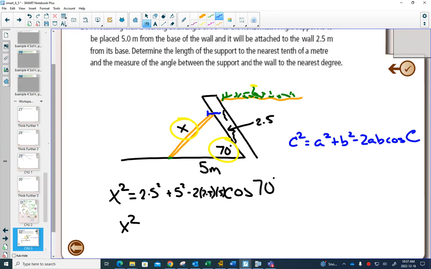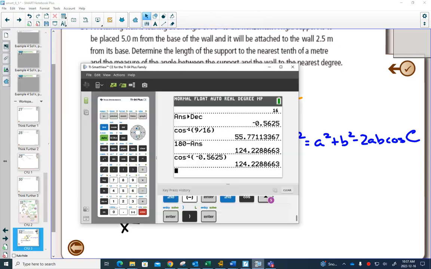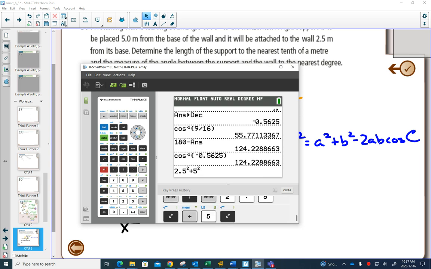And this would be another one. You should try to prove the cosine formula. There. Plugging things in. Now I'm going to go to my calculator and type all of this in. So 2.5 squared plus 5 squared minus 2 times 2.5 times 5.